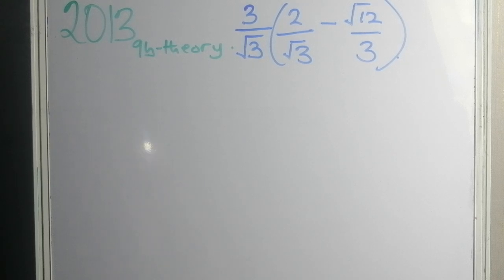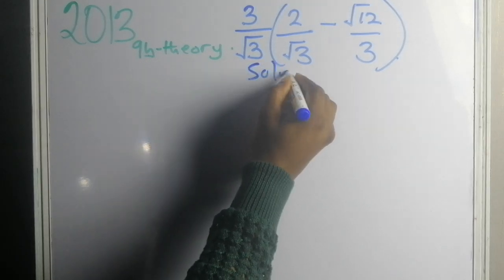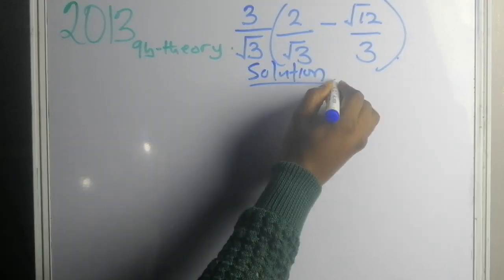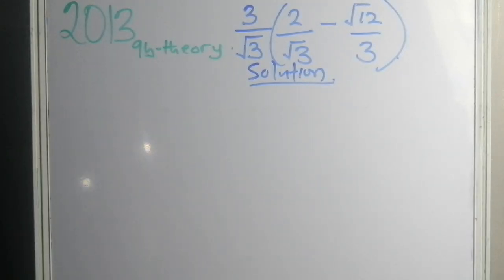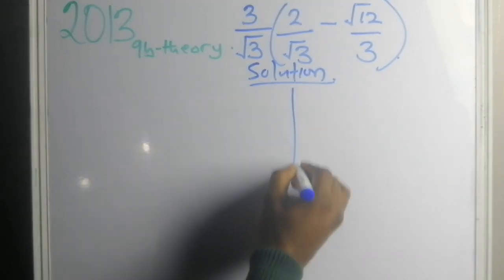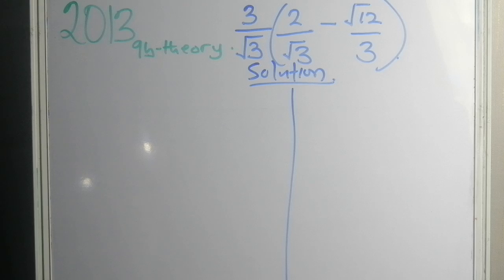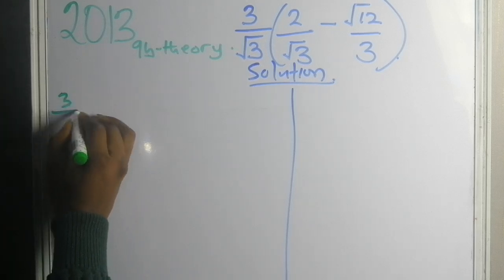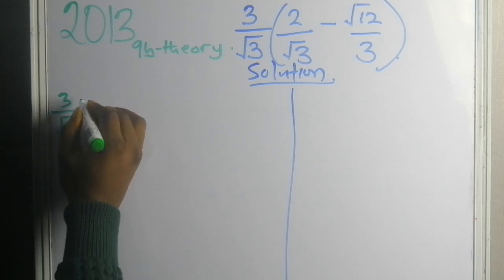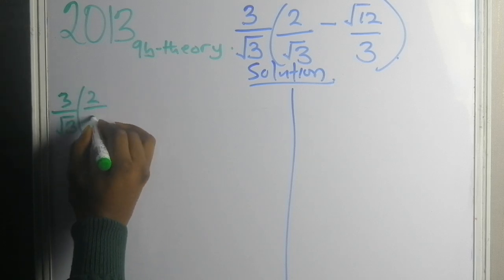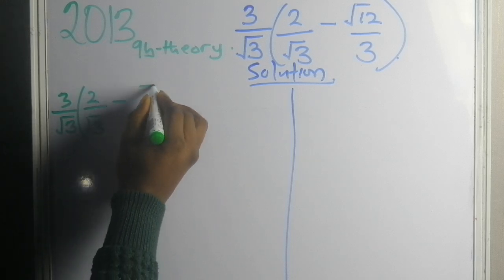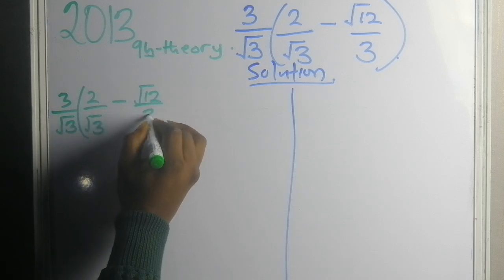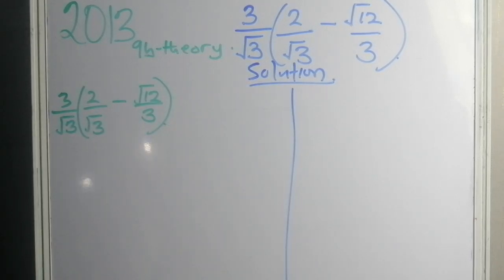So if you look at this now, this is straightforward. All we just need to do is rationalize those that have a square root at their denominator. Very simple. Let me divide this to manage my space. So this is the same thing as saying 3 over root 3, minus root 12 over 3.